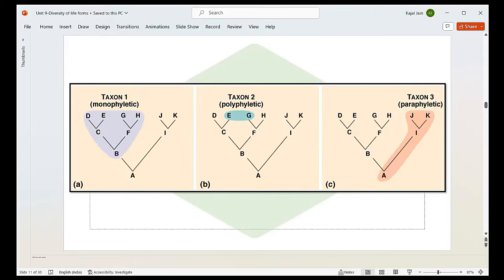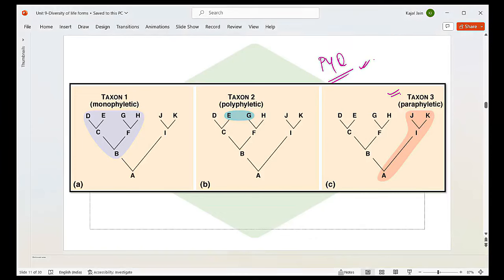Then you have this thing. This has been asked in the PYQs 3 to 4 times. Understand this. So there are three types of groups that are taken into consideration. First one is a monophyletic group. Then you have a polyphyletic group. And then you have a paraphyletic group. In recent years also, questions have been asked related to this.